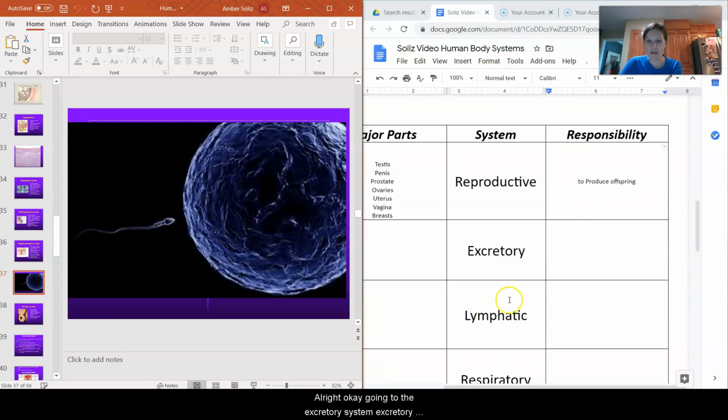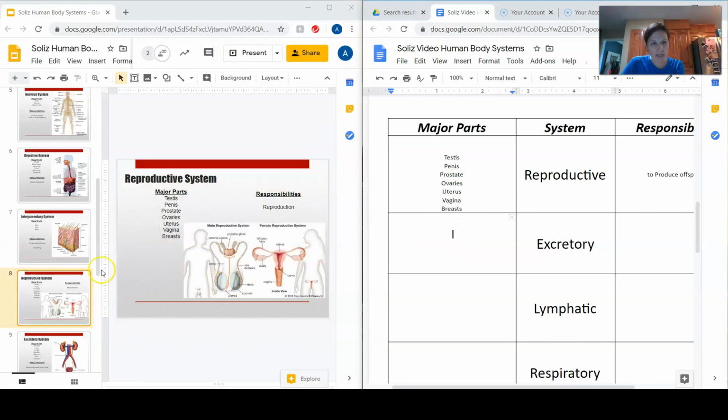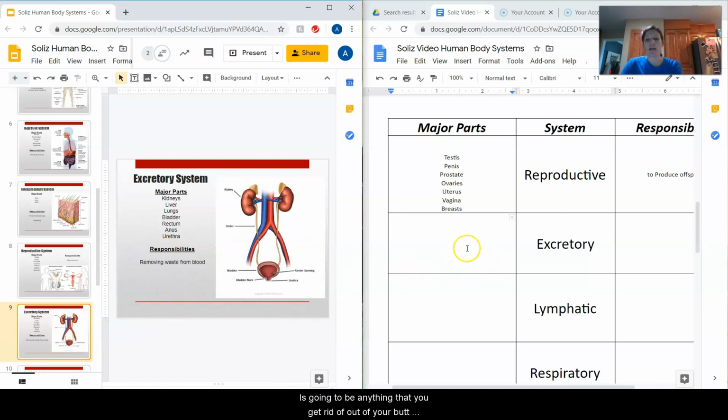All right, okay, go into the excretory system. Excretory means excrete. Excretory means exit, okay? So your excretory system is going to be anything that you get rid of out of your body. So this kind of gets complex and it overlaps with some of those other systems. So the first one's going to be your kidneys, and your kidneys filter, the baby's crying.